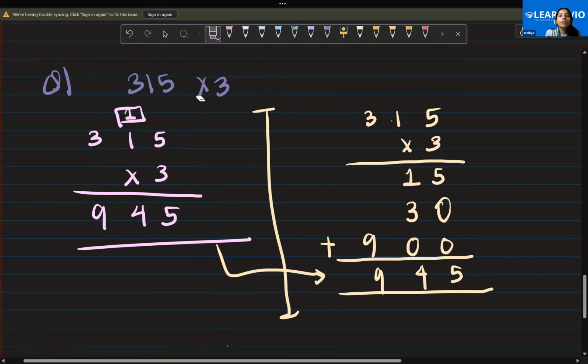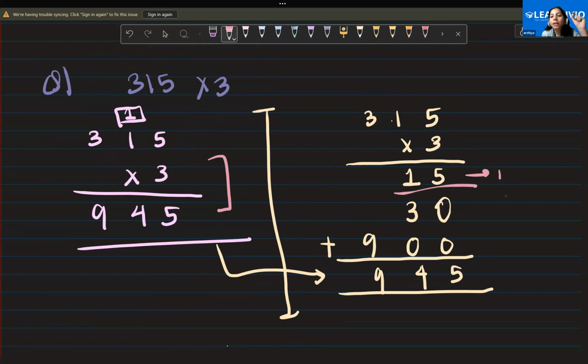So the only difference between these two ways is that here we are directly multiplying, but in this one we are writing each of the numbers. Like how 3 fives are 15, so we'll write the first multiplication here. Then multiplying the second number, 3 ones are 3, we are writing it here. Then 3 threes are 9, we are writing it here. So we are explaining it properly. Okay?